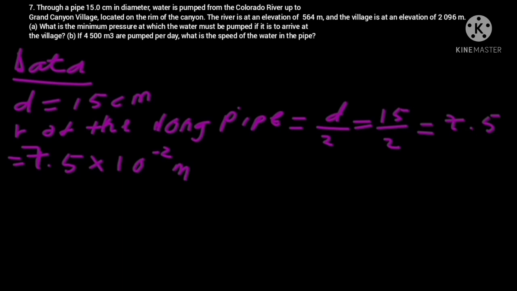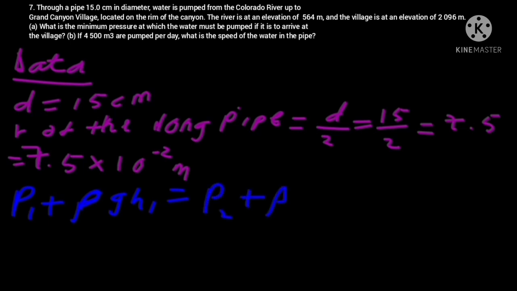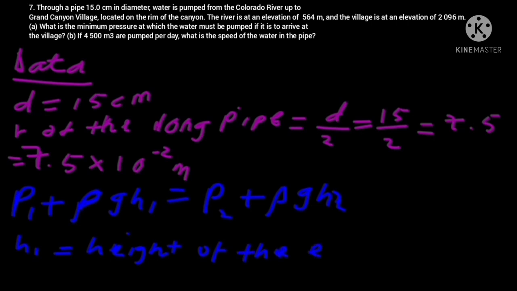So in this question, we are going to calculate the minimum pressure that is required for the water to reach the village. So we know that pressure 1 plus density times gravitational acceleration times H1 is equal to pressure 2 plus density times gravitational acceleration times H2. So this is called Bernoulli's equation. We are going to use Bernoulli's equation and we've got the data on top. So our H1 is simply the height of the elevation, which is 564 meters.